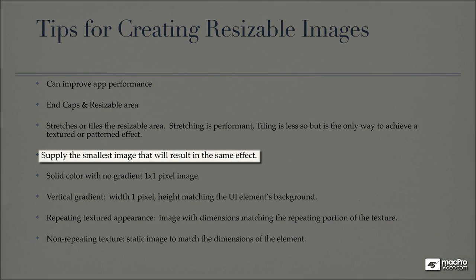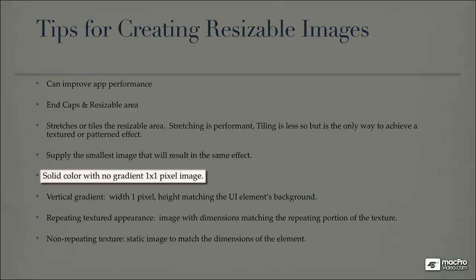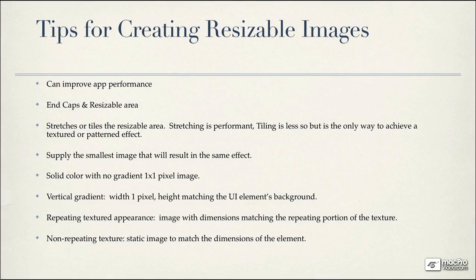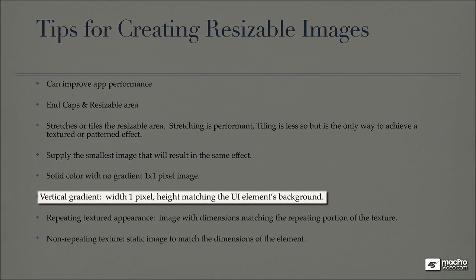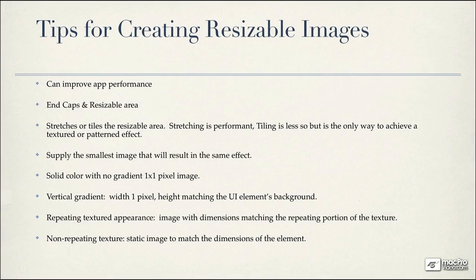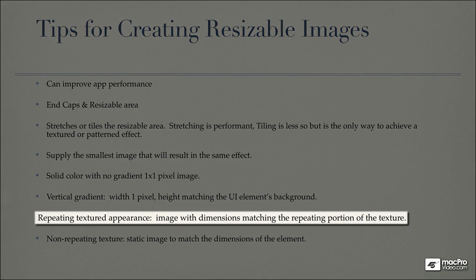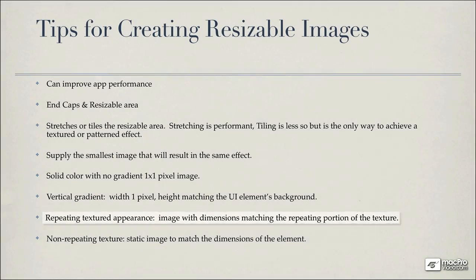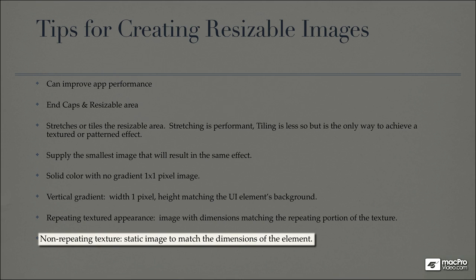What you want to do is supply the smallest image that will result in the same effect. So for a solid color with no gradient, you want a 1 by 1 pixel image for the resizable area. For a vertical gradient, a width of 1 pixel with a height matching the UI element's background. For a repeating textured appearance, you want the image with dimensions matching the repeated portion of the texture. For a non-repeating texture, a static image to match the dimensions of the element.